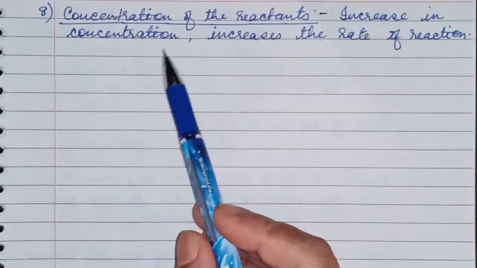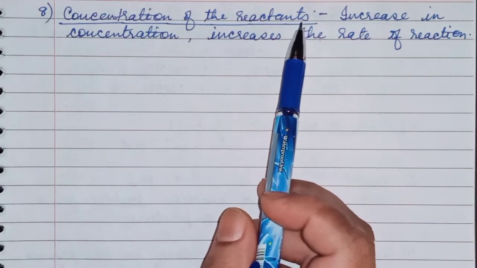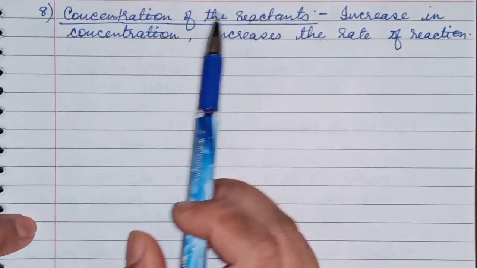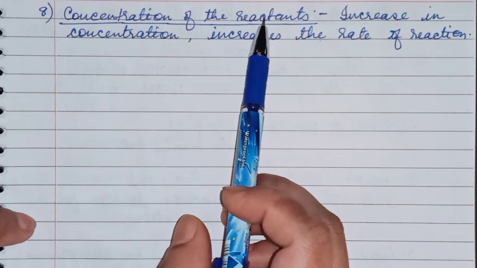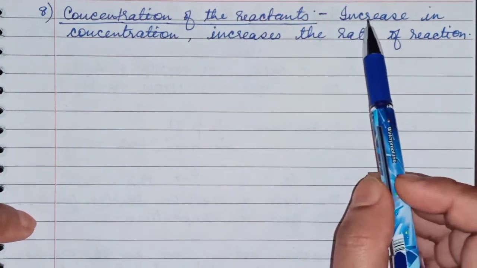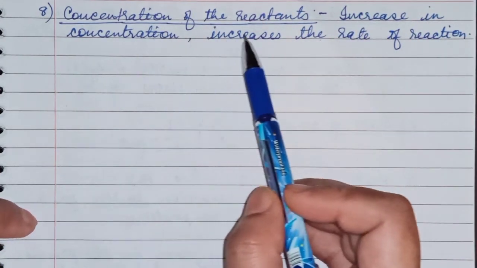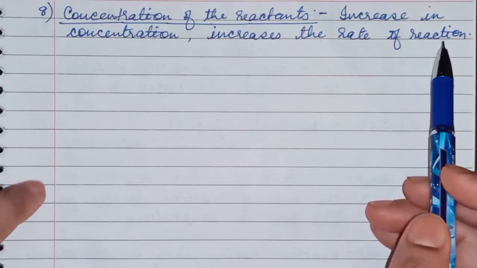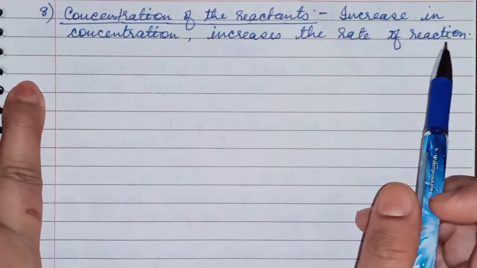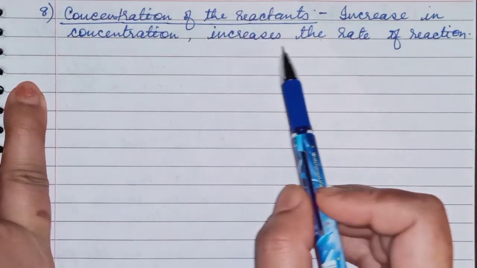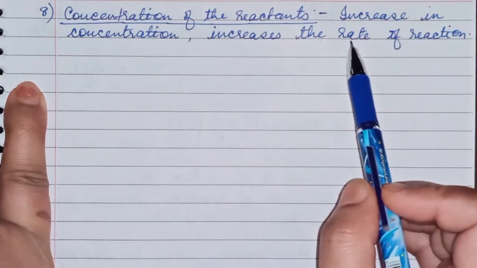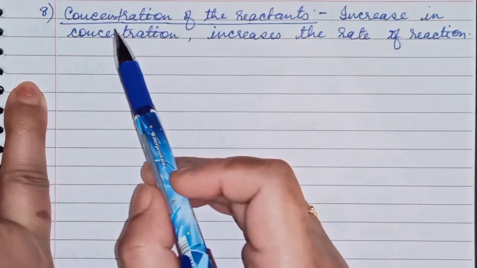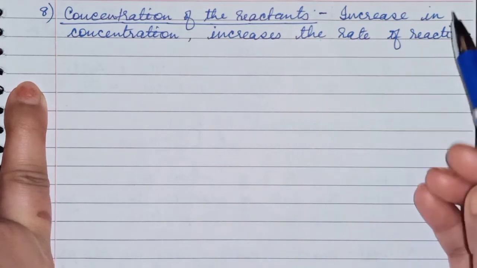Now next is concentration of reactant. Concentration means the amount of atoms or molecules present in the reactant. Increase in concentration increases the rate of reaction. That means the more the quantity of atoms or molecules, the faster the reaction will speed up. So increase in concentration will increase the speed of reaction.